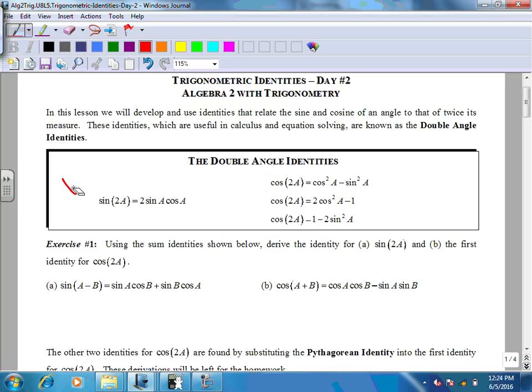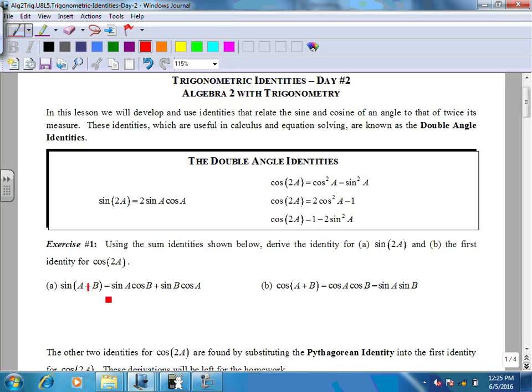Now, in number 1, it says, using the sum identity shown below, derive the identity for sine 2A and the one for cosine 2A. So it says sine of A plus B is sine A cosine B plus sine B cosine A. Sorry, I had like a brain fart for a second.